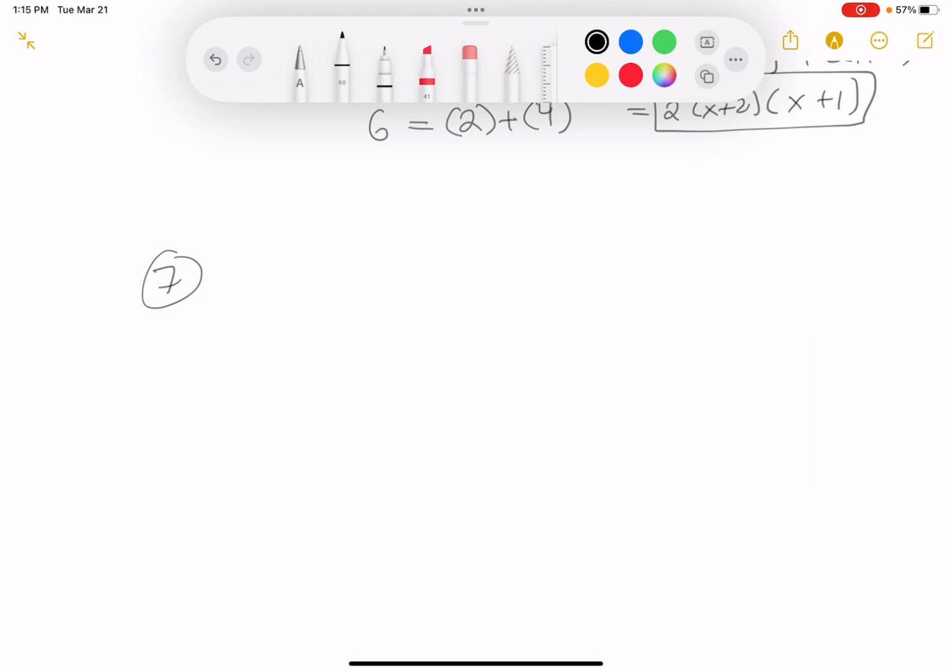All right, let me try number 7. And number 7, 6x squared plus 7x minus 10.